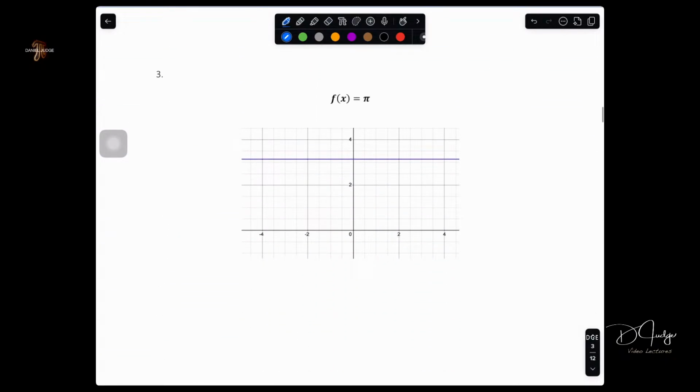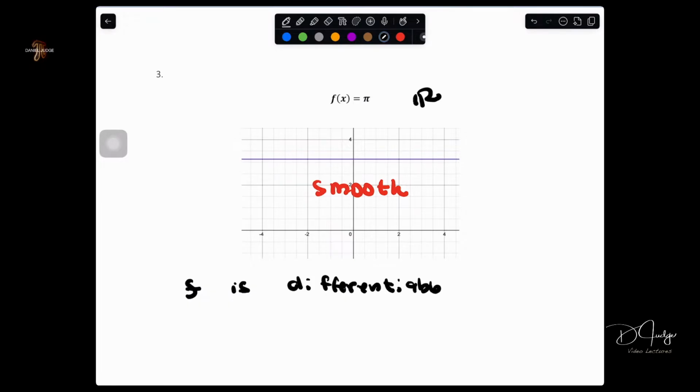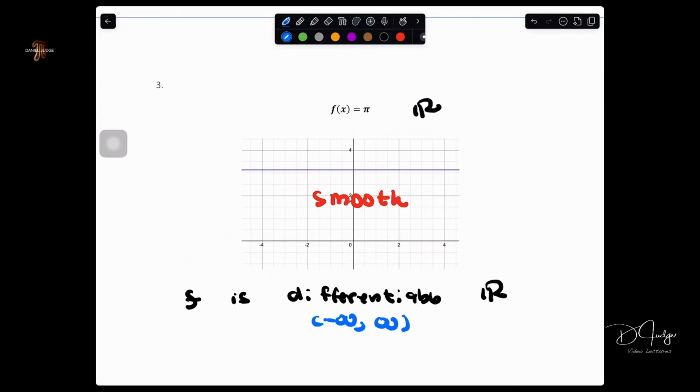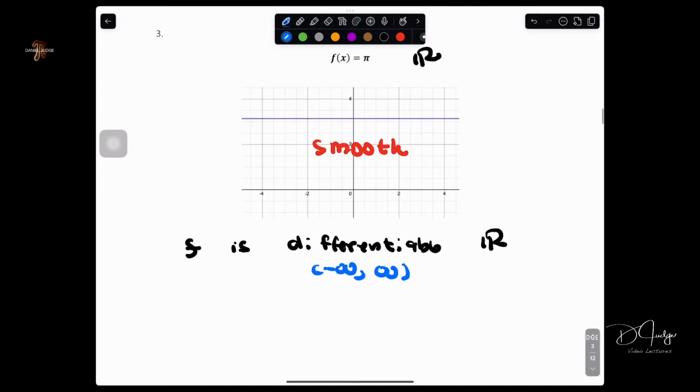The constant function, and this is also defined for all real numbers, they didn't restrict the domain, is really also nice and smooth as we do a visual inspection of the curve. So we say f is differentiable because it's smooth everywhere. Well, for all real numbers, everywhere it's defined. And yet again, the interval notation is from negative infinity to infinity. It's a smooth curve.